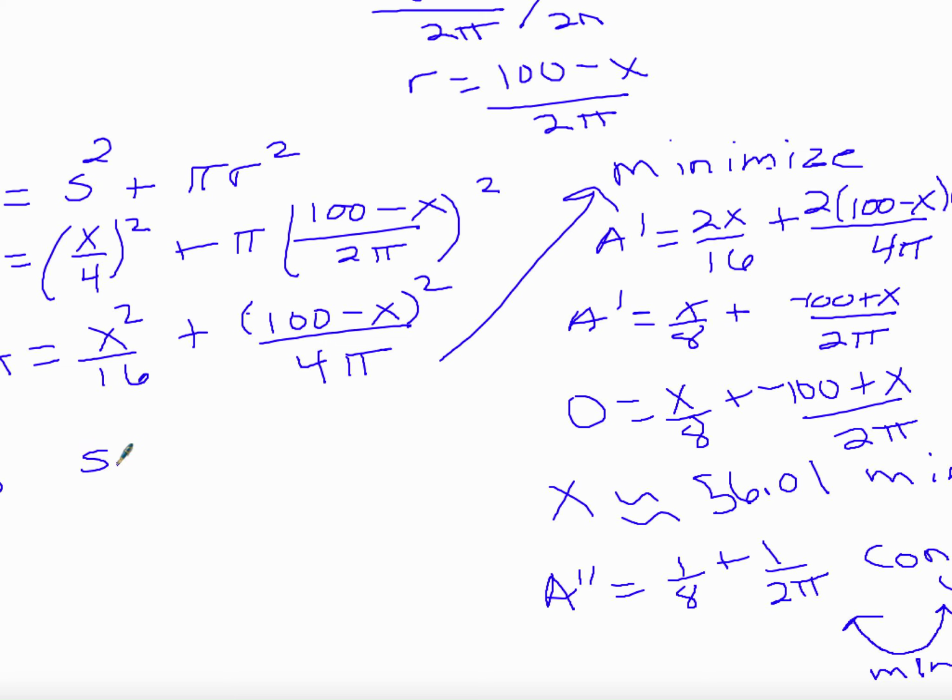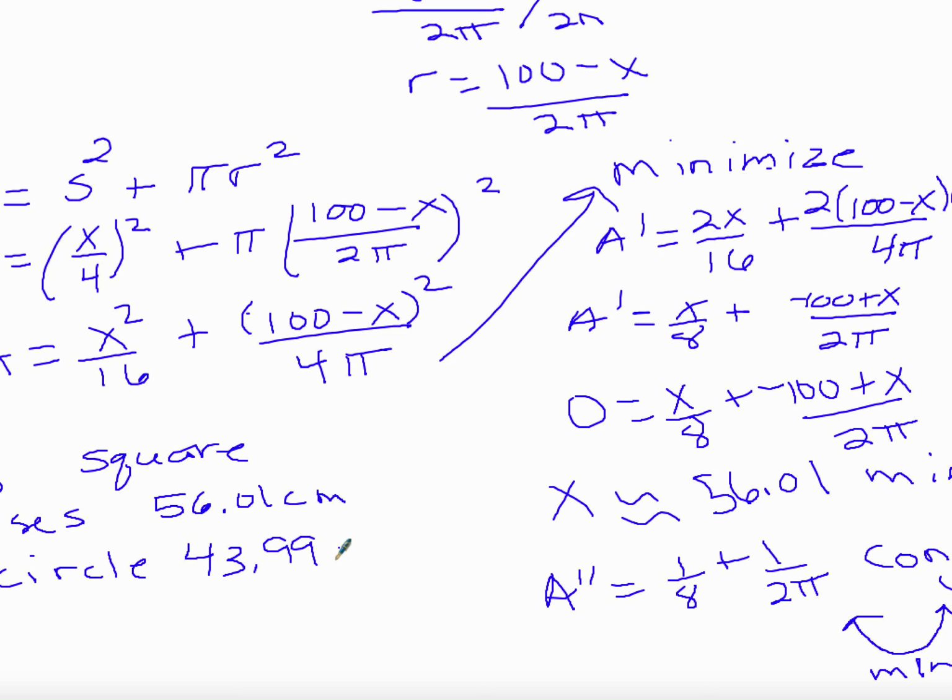So our square is going to use 56.01 centimeters of that wire. And the circle is 100 minus 56.01, which is about 43.99 centimeters. So darn close. And that's it. That's what I've got for you.